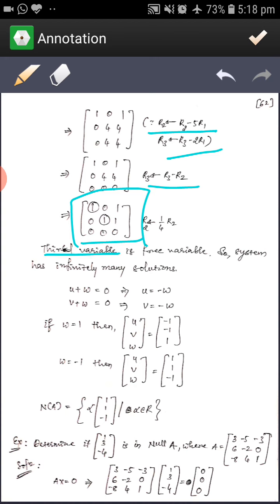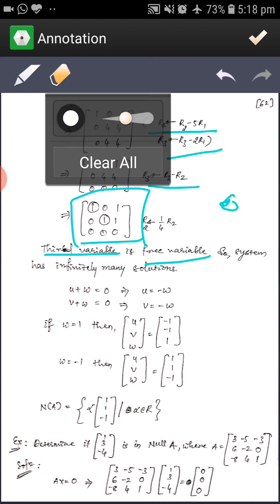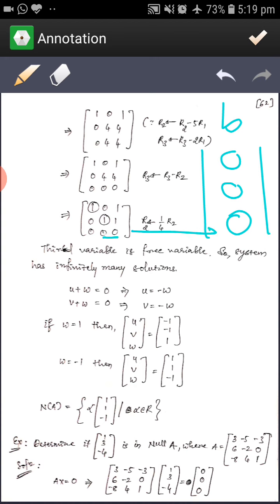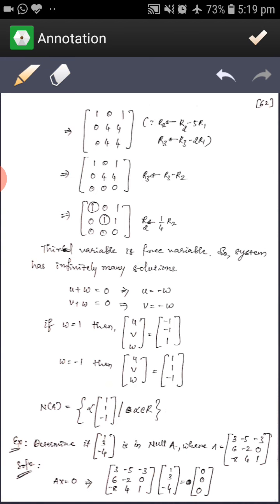In this case the third variable is a free variable. Because the b vector is 0, since we are considering the null space, if we equate, the third variable is a free variable because it is mapping to 0. So the system has solutions. It is not that the system has no solution; the system has a solution.